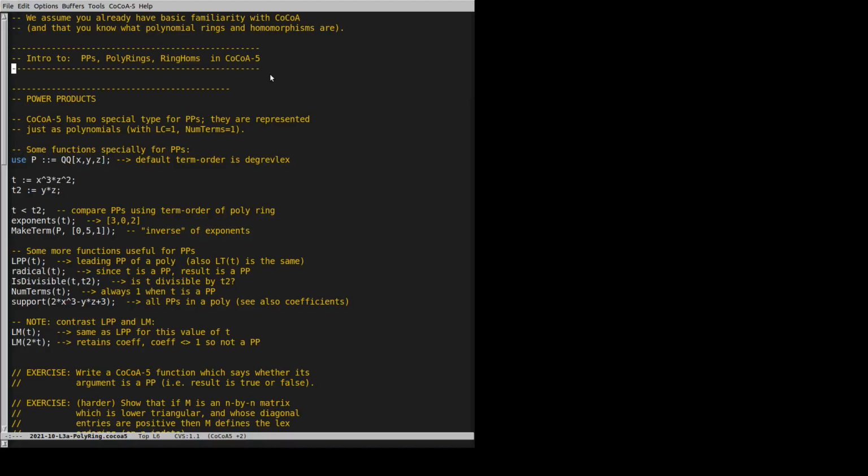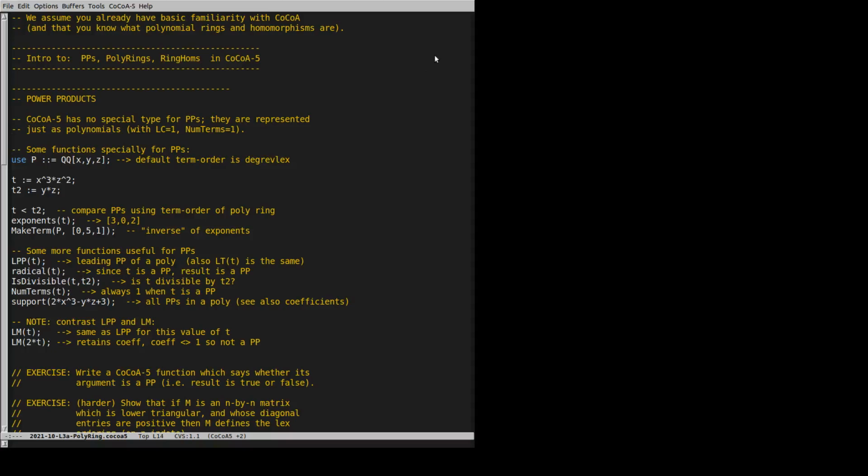So let's go straight in, and the first thing I want to deal with are power products. Remember, well, we'll see what those are in just a moment. I won't recall the full definition. So the main point here is that CoCoA-5 itself has no special type for representing power products. They're simply represented as ring elements in polynomial rings, in other words as polynomials, with leading coefficient equal to 1 and exactly one term. But otherwise CoCoA-5 has no special way of representing them. It's not distinct from a polynomial. We see in CoCoA-Lib later on that there is a distinct representation.